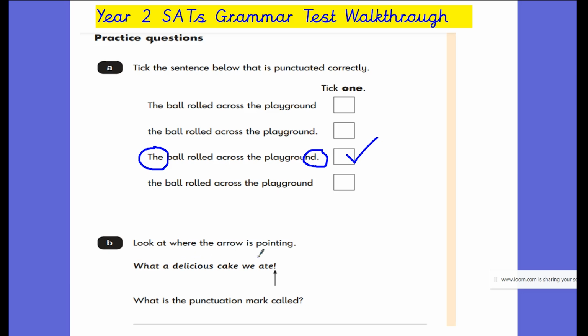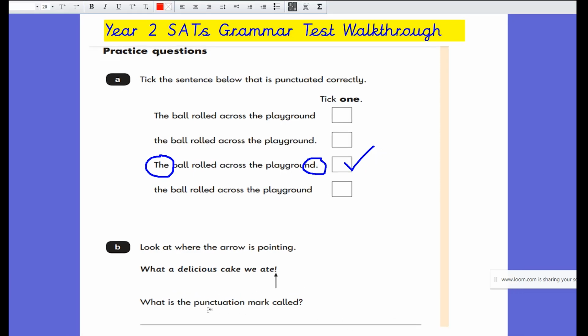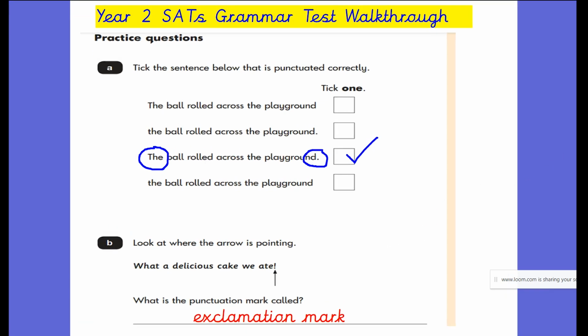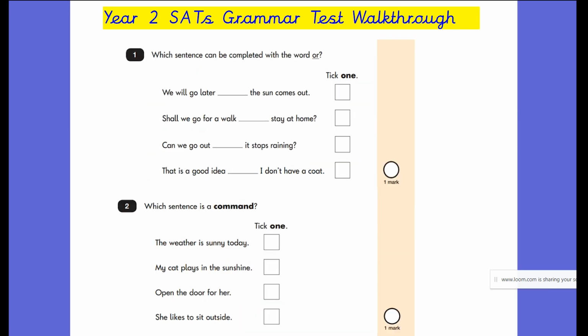B, look at where the arrow is pointing. What a delicious cake we ate. What is the punctuation mark called? So here, the punctuation mark is called an exclamation mark. Okay, and the children would need to write that in: exclamation mark. So that's the first two practice questions, and now we move on to the test itself.